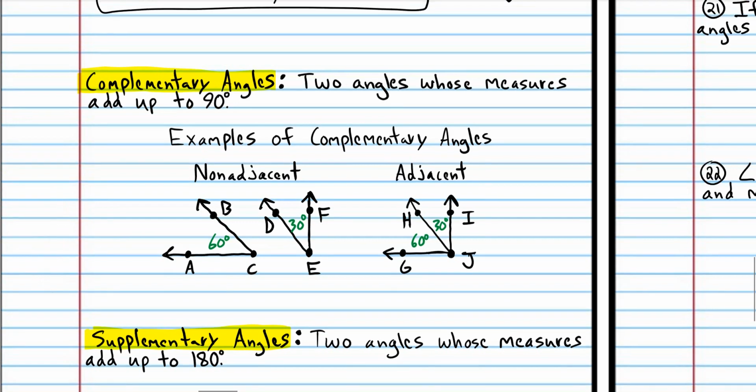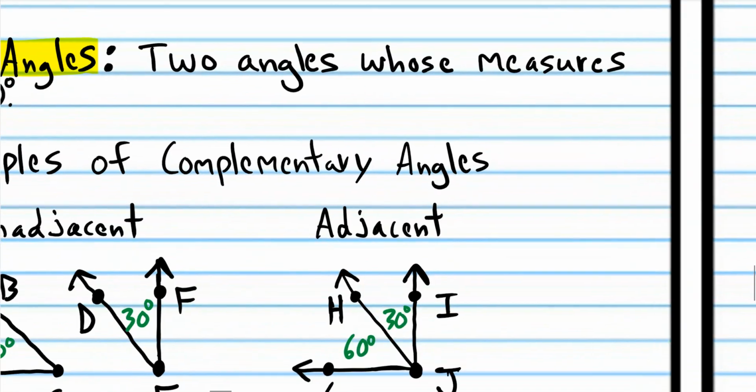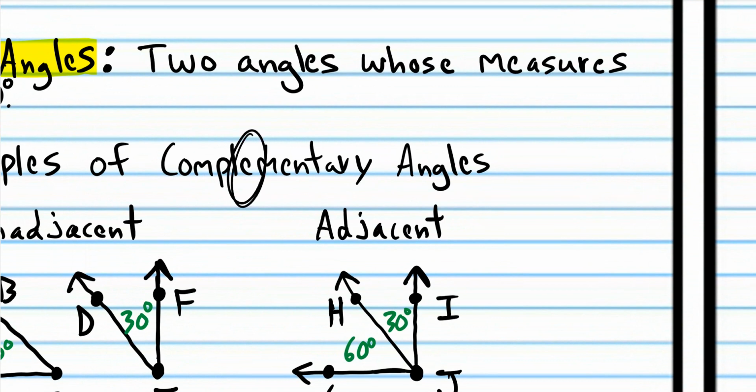Complementary angles are two angles whose measures add up to 90 degrees. So these are complementary angles because 60 degrees plus 30 degrees is 90 degrees. If you spell complement with an I, that means give somebody a compliment, nice t-shirt. But if you spell complement with an E, that means you make something better by adding something to it.